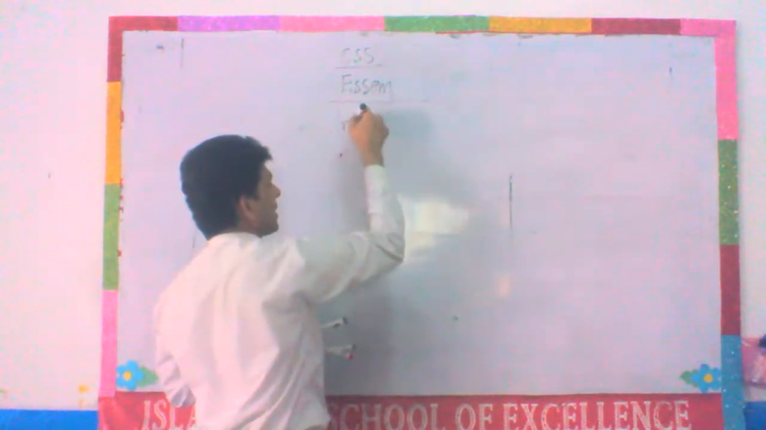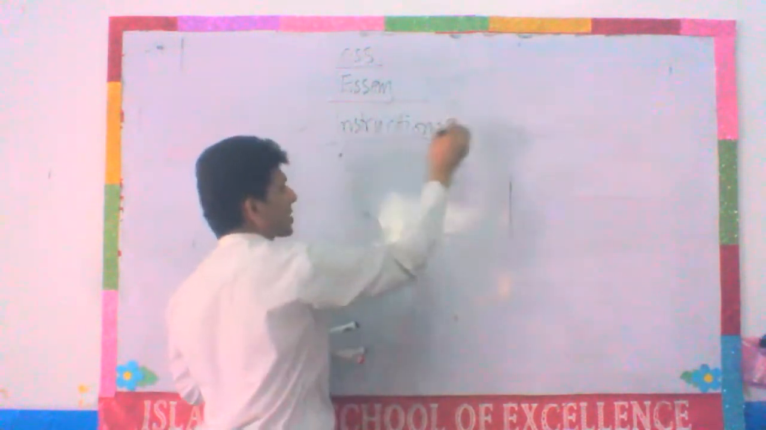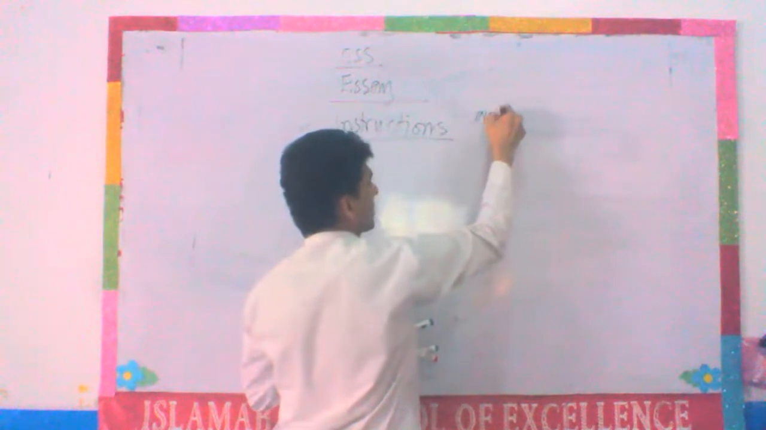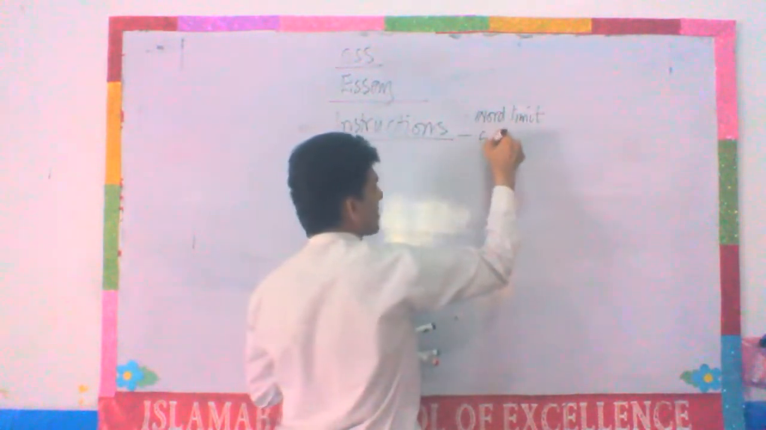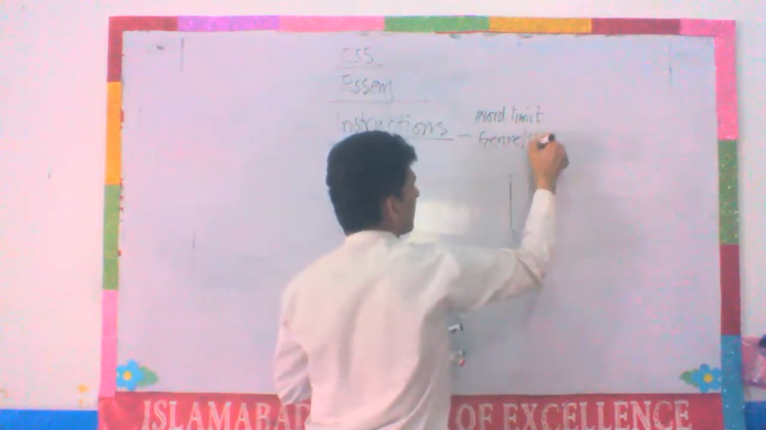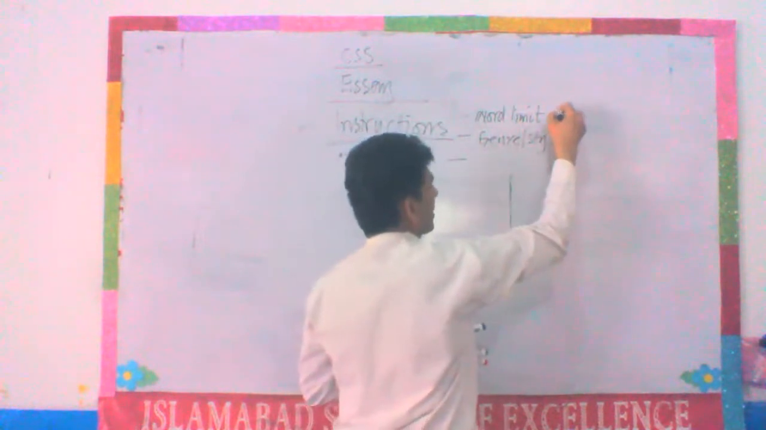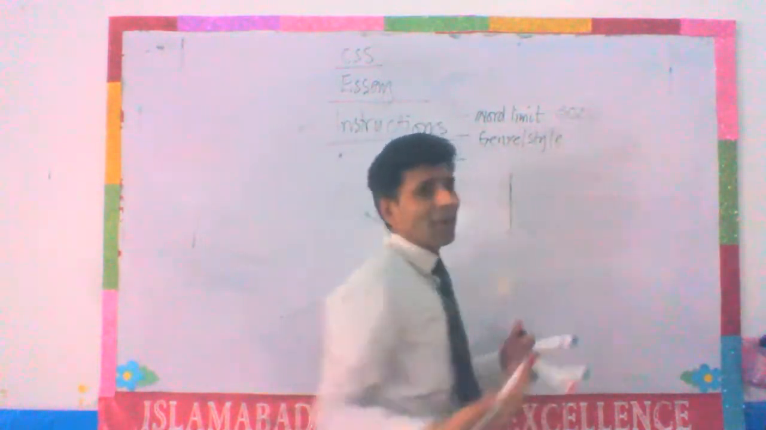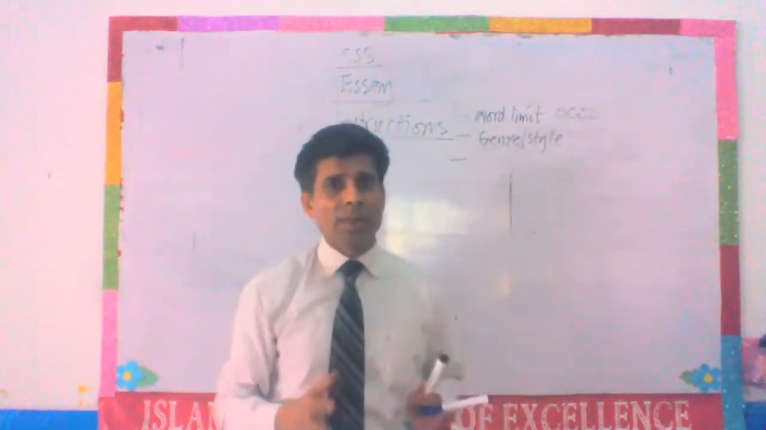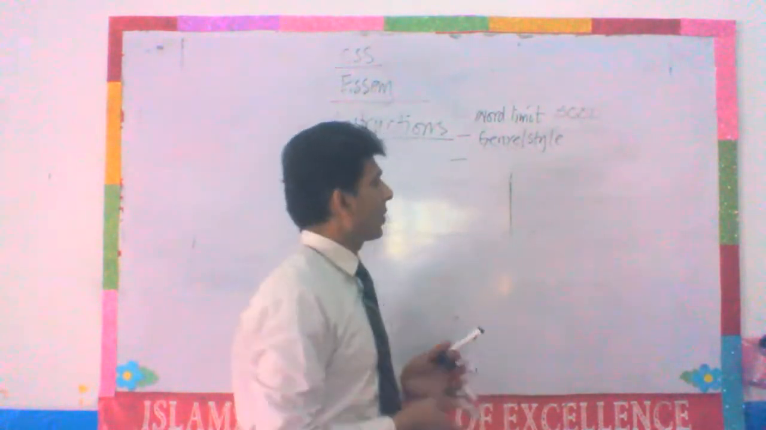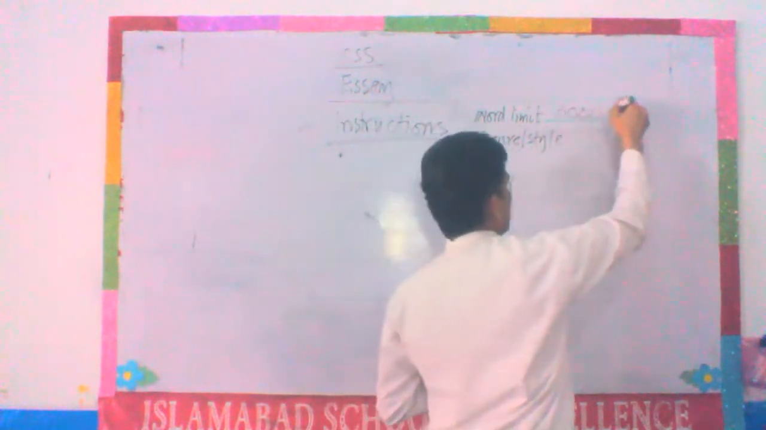Essay. Number one, instructions are here. Instructions are number one about the word limit. Number two, about different genre or style of writing. Like first, the word limit is 3,000 words, between 2,500 to 3,200 words. So your target is 3,000 words. You should focus on writing 3,000 words in 3 hours.